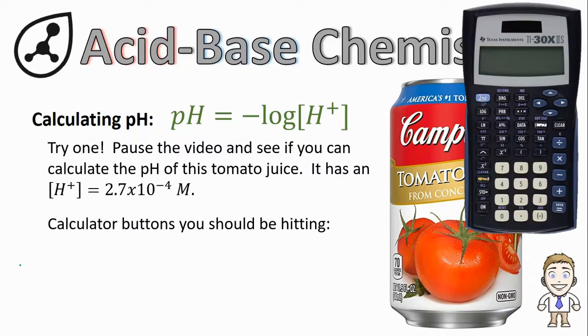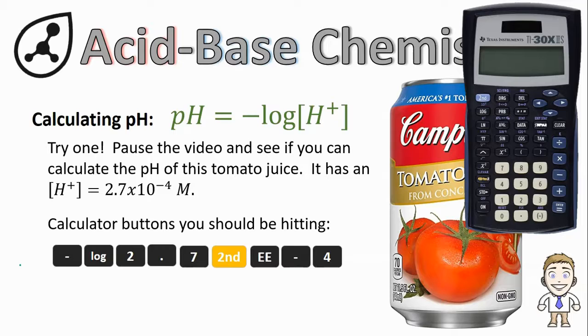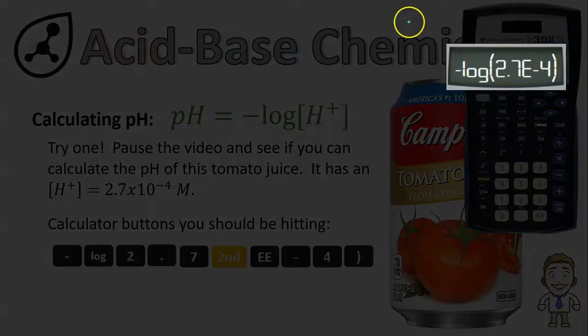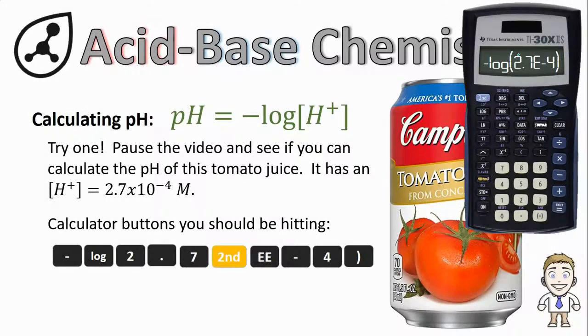If you're using this calculator or something similar, here's the buttons you should be pushing. First, negative and log. Then enter the number of 2.7 times 10 to the minus 4, close the parentheses and hit enter. It should look like this before you hit enter and actually take the negative log of the number. The correct final answer, if you did it properly, is 3.57. My tomato juice appears to be acidic.